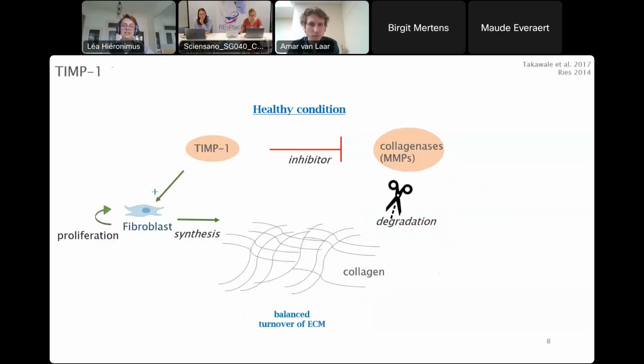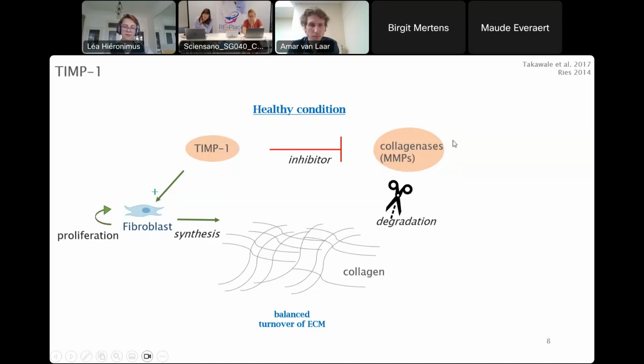TIMP1 is produced by fibroblasts, but also epithelial cells and macrophages. In healthy conditions, TIMP1 allows the proliferation of fibroblasts and their synthesis of collagen, constituent of the extracellular matrix. In a healthy condition, new collagen fibers are formed and old ones are removed thanks to collagenase.